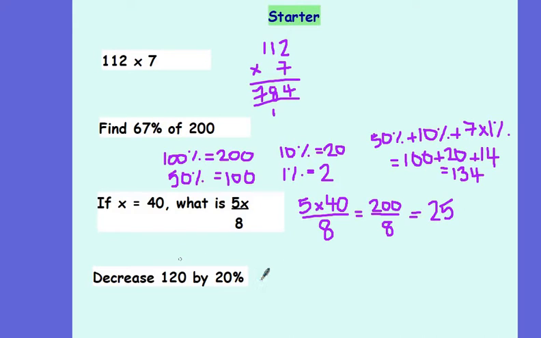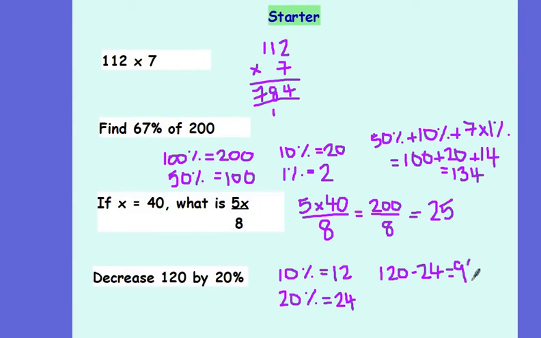For decreasing 120 by 20%, we're going to start by working out what 20% of 120 might be. I can work out what 10% would be by dividing it by 10, so that would be 12. 20% would therefore be 24. And then Daisy May, what do I need to do as my final step? Great, 120, subtract 24, so we're looking at 96.